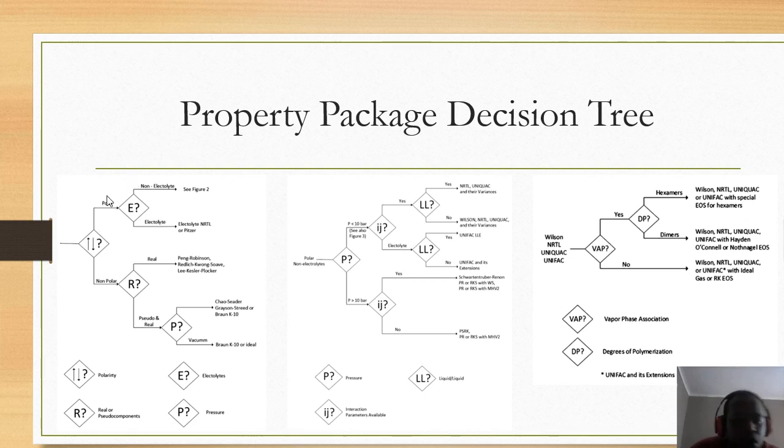So as you can see here, the first question you have to ask yourself is: is your compound polar or non-polar? If I remember my chemistry well, polar would be things like your alcohols. I think it has to do with polarity. So if I'm not mistaken, we're dealing with a non-polar system because it's hexane and butane and pentane, and they're real compounds. So let's do this using Peng Robinson.